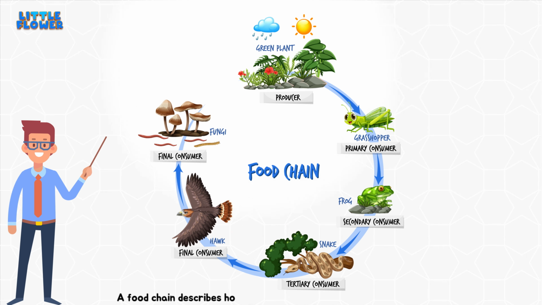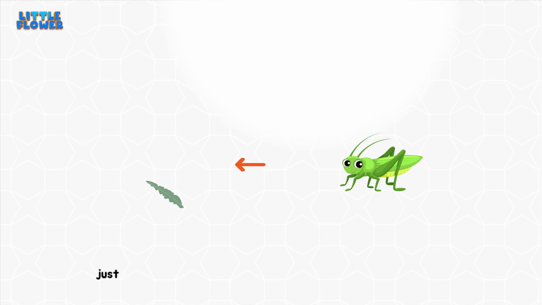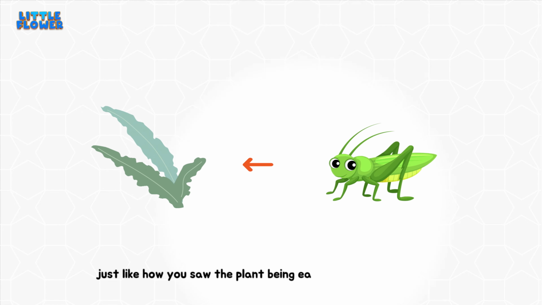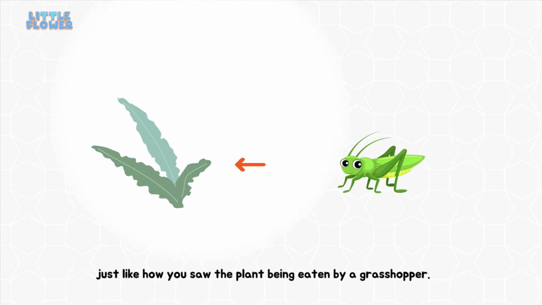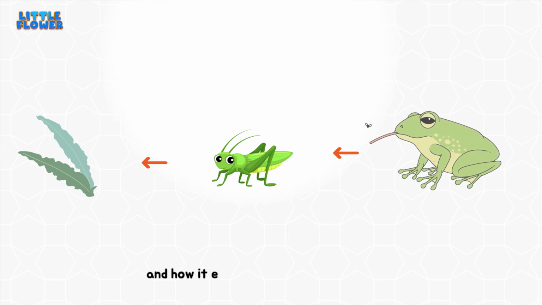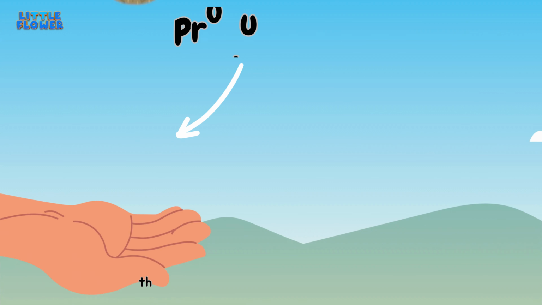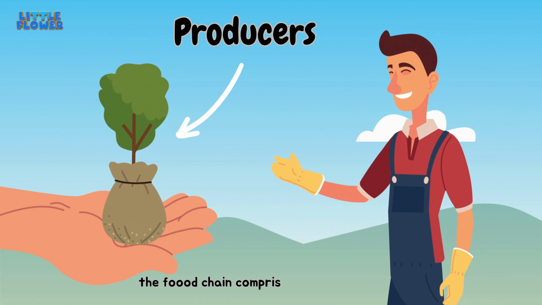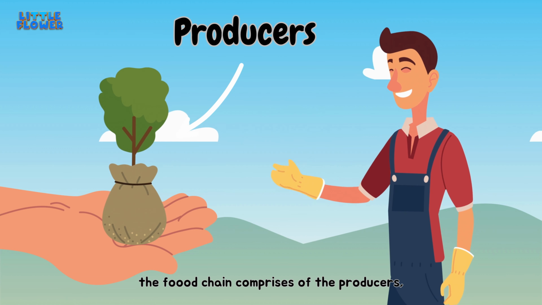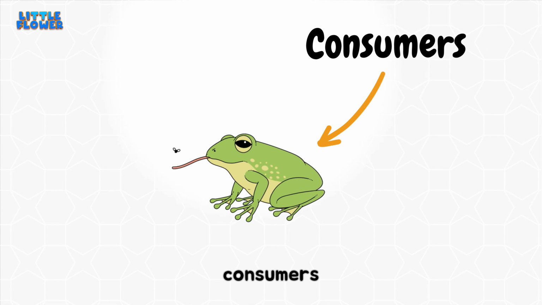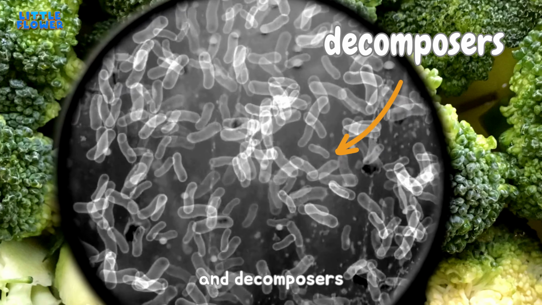A food chain describes how different organisms eat each other for survival. Just like how you saw the plant being eaten by a grasshopper, and how it ended up in the frog's stomach. Producers. The food chain comprises of the producers, consumers, and decomposers.